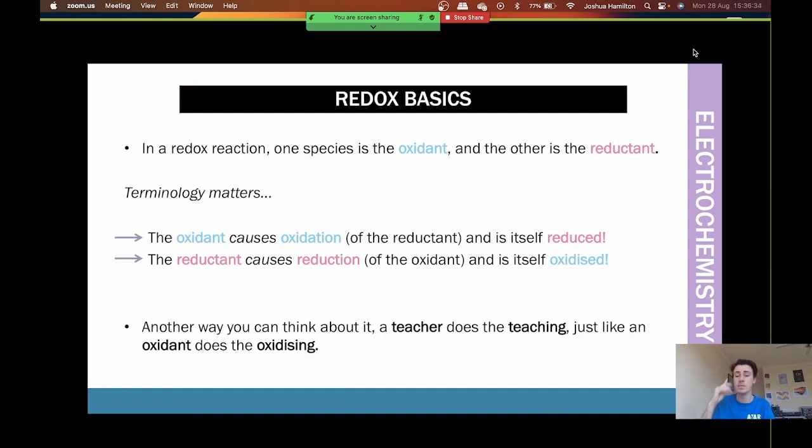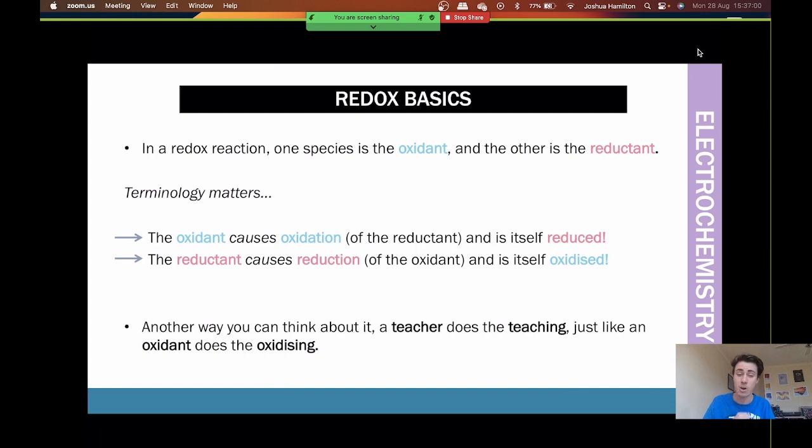So the oxidant doesn't actually go through oxidation itself. It causes something else to go through oxidation. Because they are paired back-to-back, you are going to then go through reduction. So the oxidant, because it causes oxidation on the other side, ends up itself being reduced. The reductant, on the other hand, because it causes something to go through reduction, then itself gets oxidized.